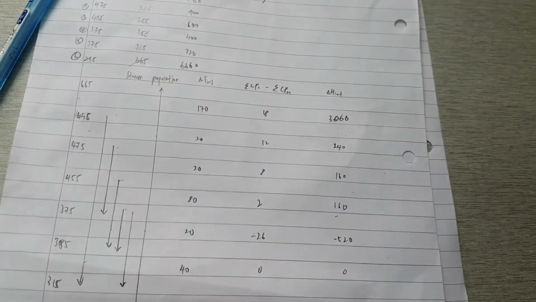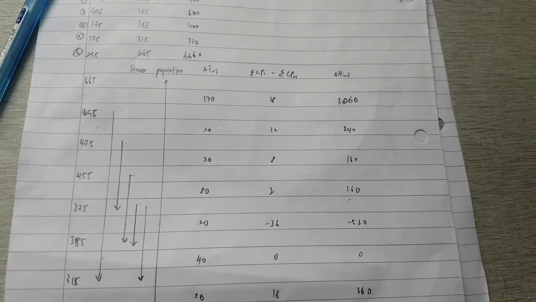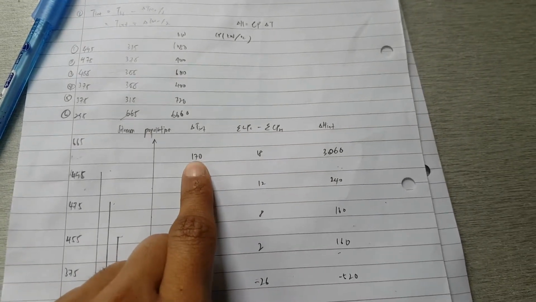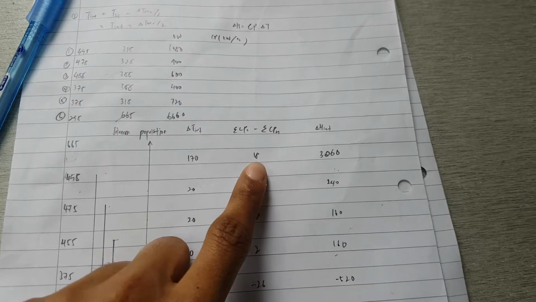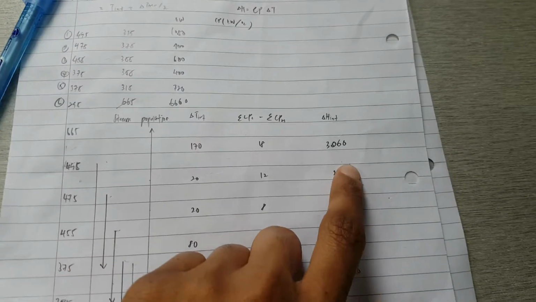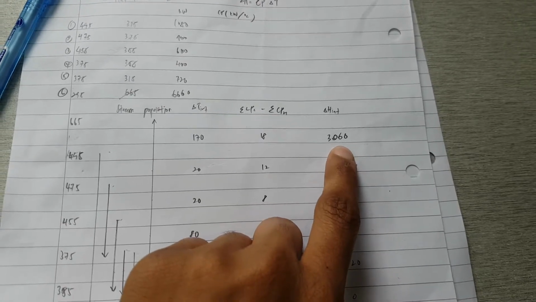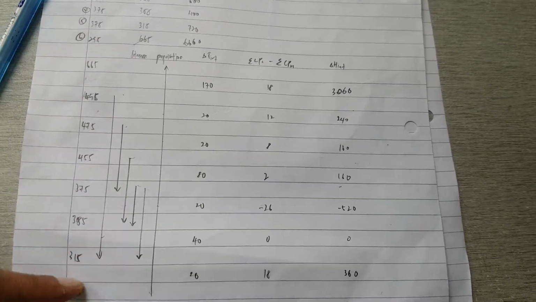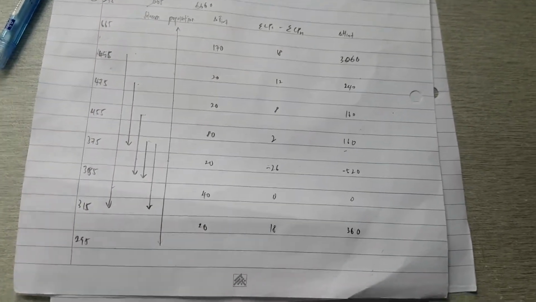And the last column is the delta H interval. It's basically taking the delta T interval multiplied by the summation of heat capacities for that temperature interval. We will obtain the answer for the delta H interval. And these steps are repeated throughout the rest of the temperature intervals.